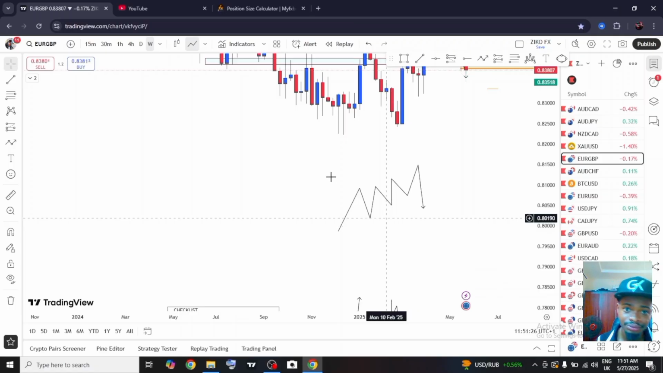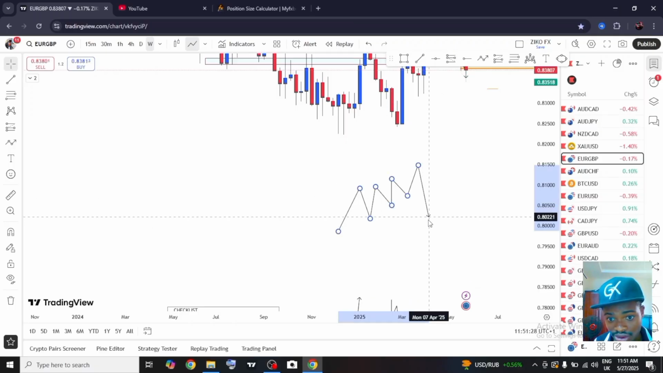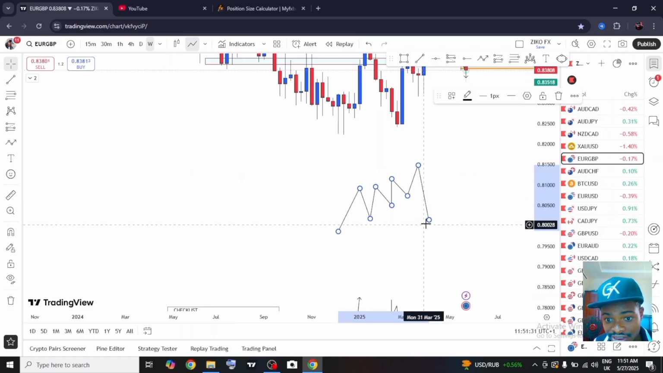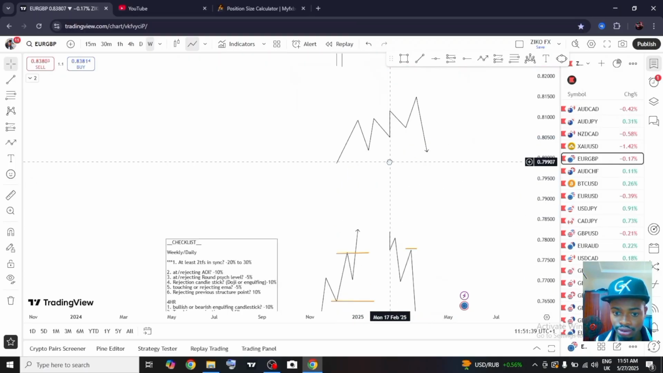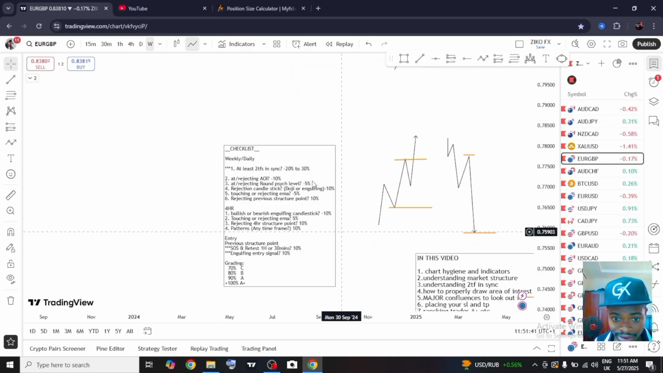Do you understand? The previous one is just the most recent one. So if this is where current market price is, the previous structure point is this one right here, because that's the last structure point that price broke. Do you understand? So let's continue, right?